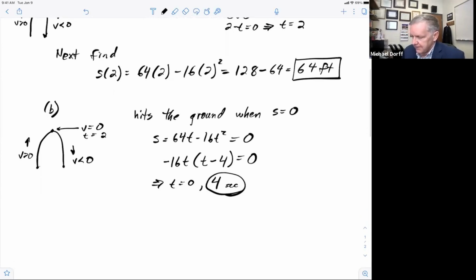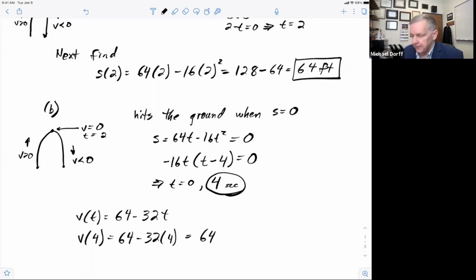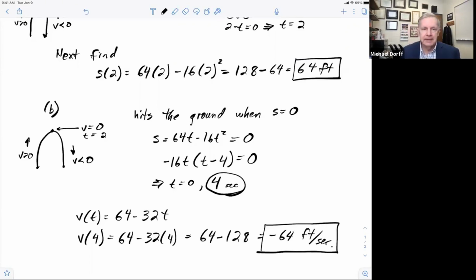And so now we just need to figure out what the velocity is at 4. Remember, velocity was 64 minus 32t. So velocity at 4 seconds, I'm going to put 4 in for t, and 32 times 4 is 128, so I have 64 minus 128, which would be negative 64 feet per second. Again, notice that it's negative, and that makes sense because it's coming back down to the ground.